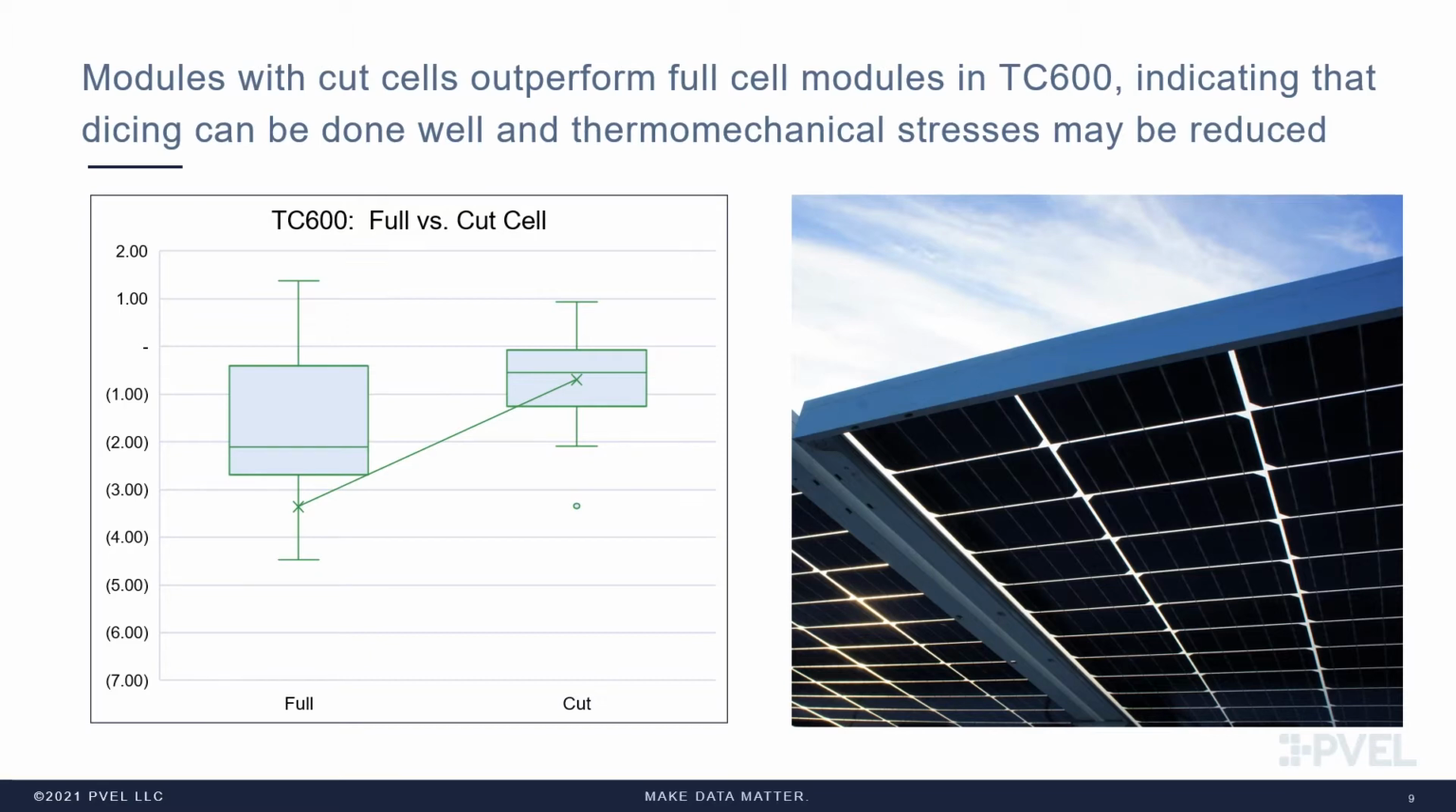On average, the cut cell modules outperform in thermal cycling. This is probably due to the lower thermomechanical stresses seen in the smaller cell sizes. So the solder joints are simply smaller on cut cell modules than they are on full cell modules.